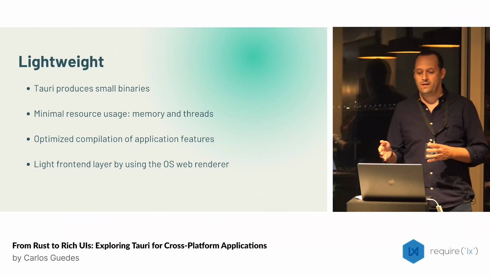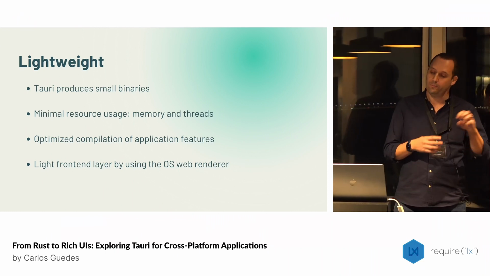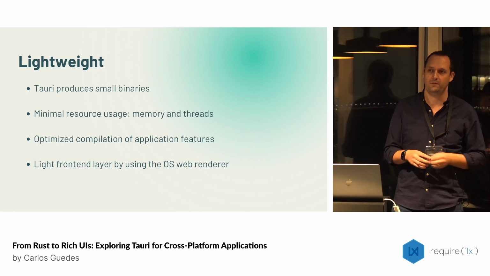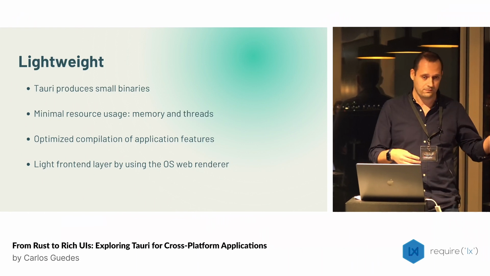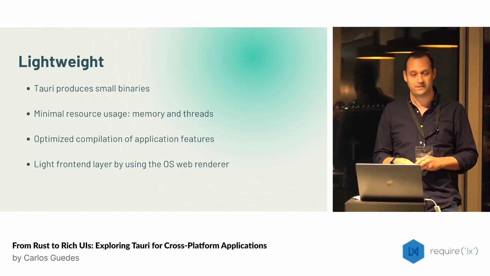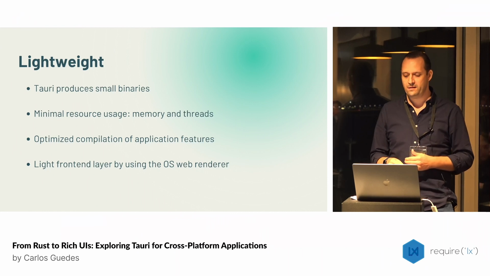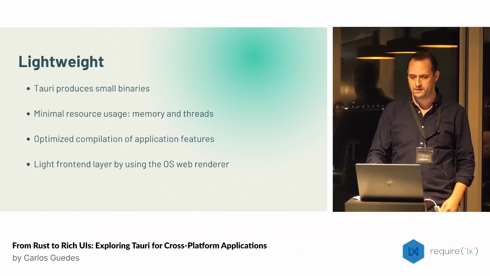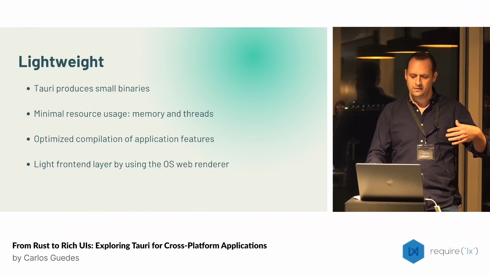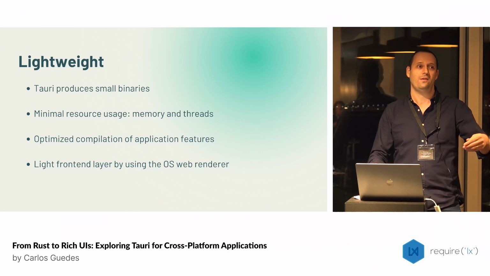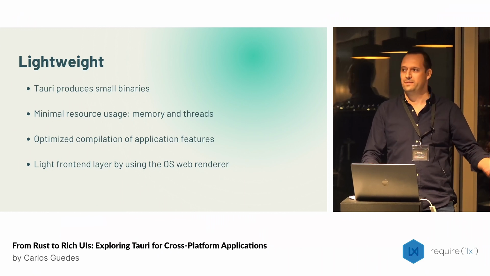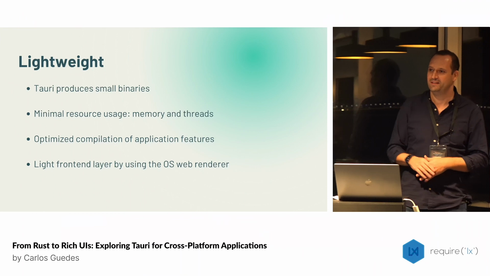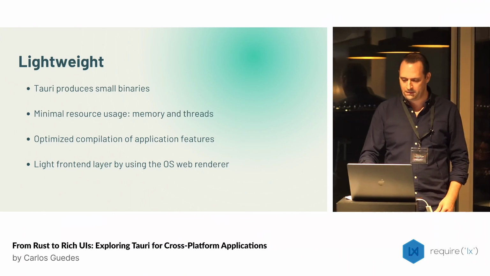We can do that by optimizing the compilation of application features. We're going to opt in for certain features, and that takes advantage of the Rust compiler, that amazing compiler and ecosystem, making the application most lightweight and smaller. Also, not having to deploy the browser or the web render is a big deal, because you don't need to send those bytes, and it's going to be updated by the operating system.